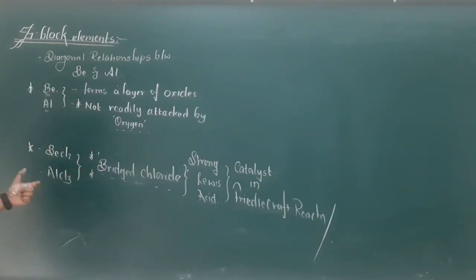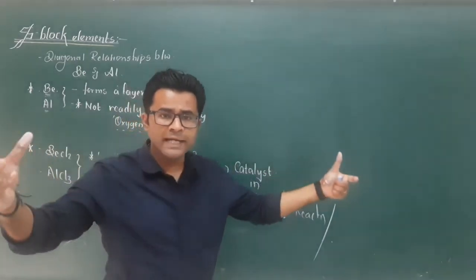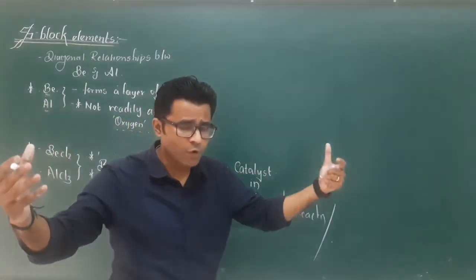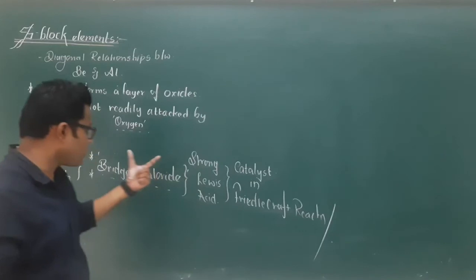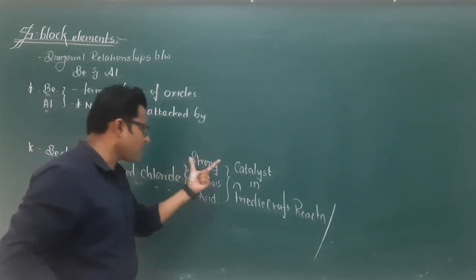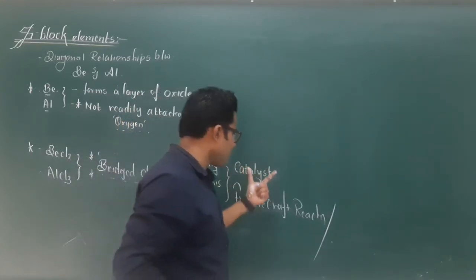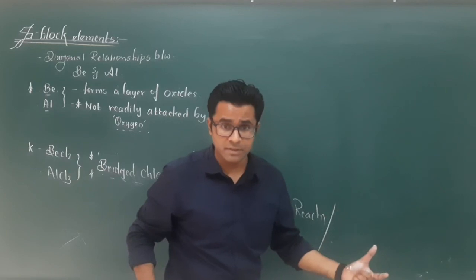Beryllium chloride and aluminium chloride have bridged chlorides, that is, a chloride between the two atoms of aluminium or two atoms of beryllium. Those are called bridged chloride ions. Both of these compounds act as strong Lewis acids. Both can be used as catalysts in Friedel-Crafts reactions.